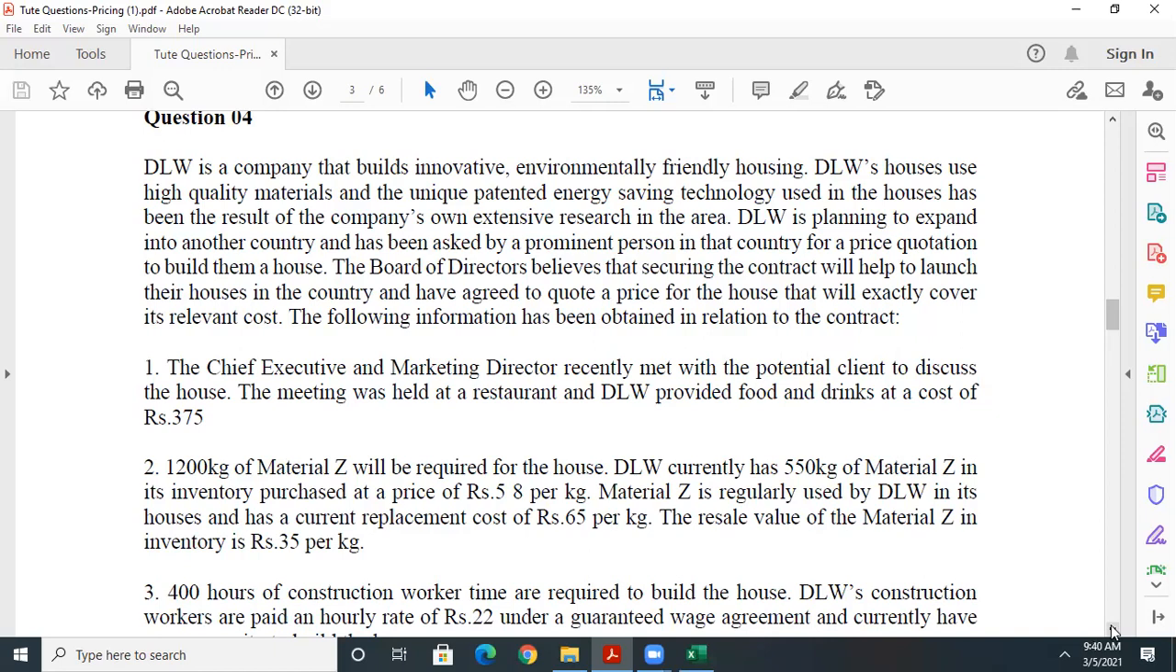Right? The board of directors believe that securing this contract will help to launch their houses in the country and have agreed to quote a price for the house that will exactly cover its relevant cost.